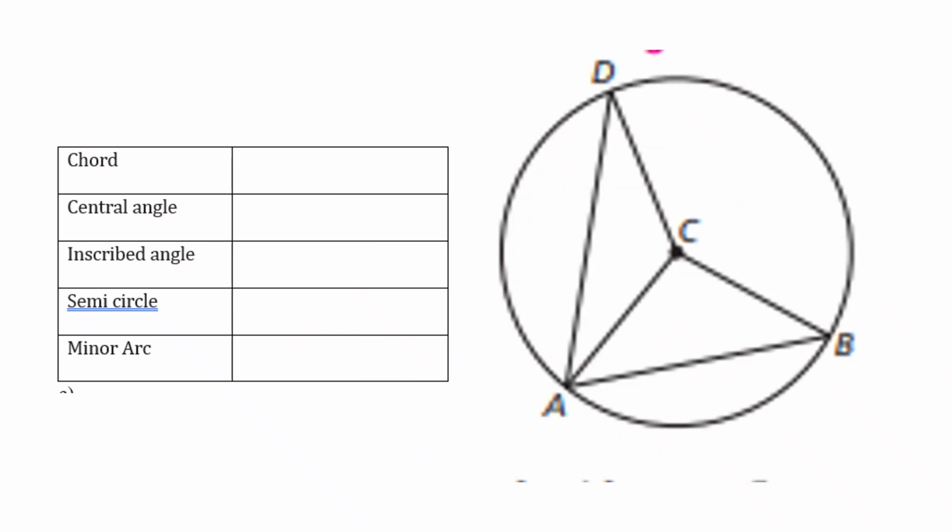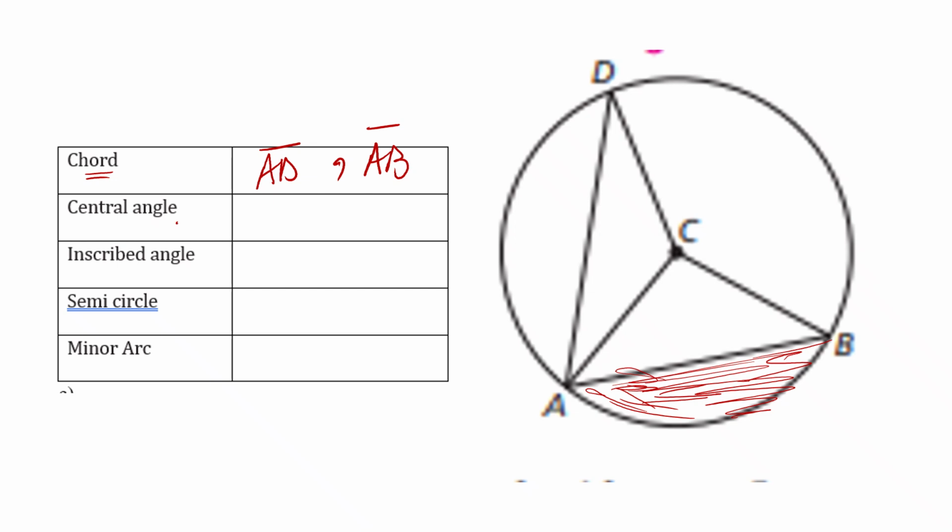So let's try chord over here. It's very clear that AD is a chord, right? AD is a chord. Even AB over here, which is showing us a very little part of the pizza, is also a chord.